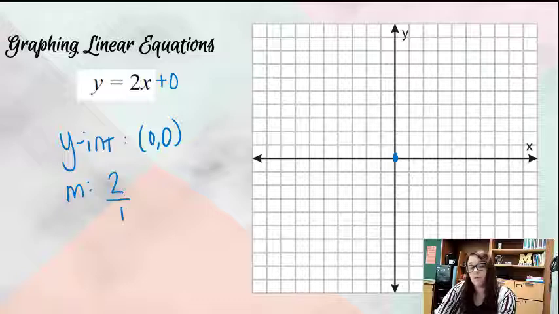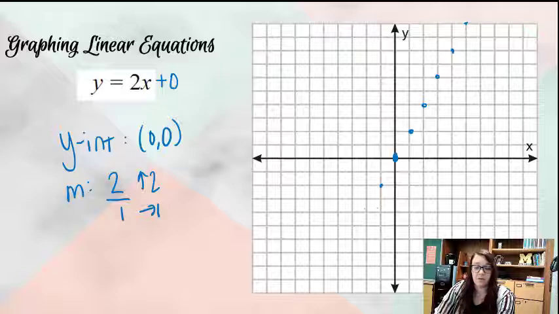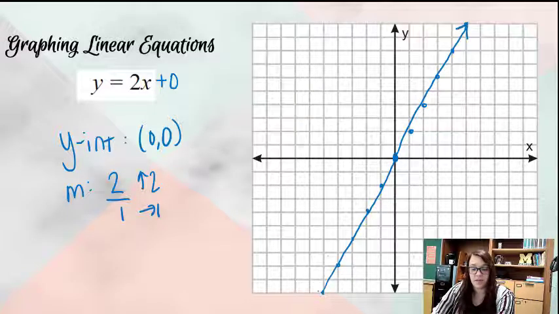I'm going to write 2 over 1. So I'm going to go up 2 and right 1. So up 2 over 1, up 2 over 1, up 2 over 1, and so on. Also down 2 left 1 works as well. And we'll connect the dots. Throw some arrows on it and you're all set.